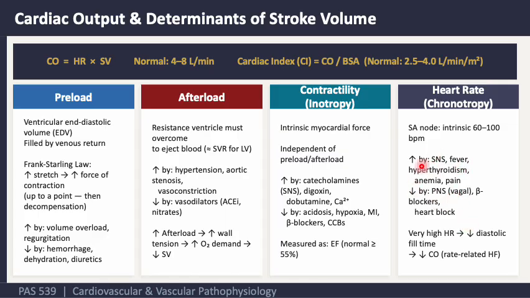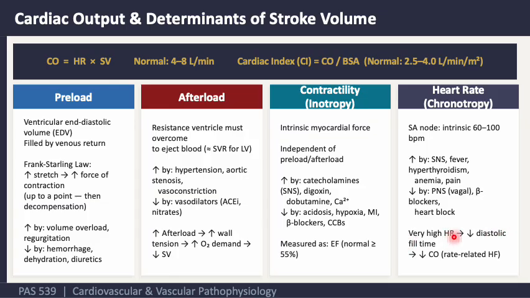It can be decreased by the parasympathetic nervous system. And I'm sorry, SNS is sympathetic nervous system. But it can be decreased by the parasympathetic nervous system via the vagal, like a vagal maneuver. Also beta blockers and heart block can affect heart rate.